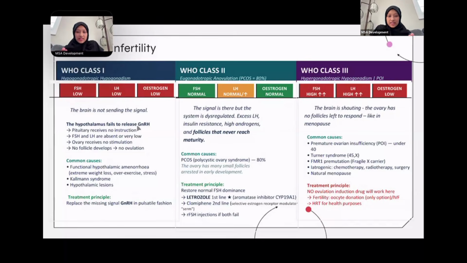It's to replace this gonadotropin releasing hormone to be able to increase the other hormones, because the main problem is not in the axis, it's in the deficiency in this hormone. What about class 2? Class 2 is again, PCOS is the most common one. It will cause an increase in LH, which is not normal, and everything else will be near normal, but it's not going to release the egg because the ovaries are having a lot of cysts.